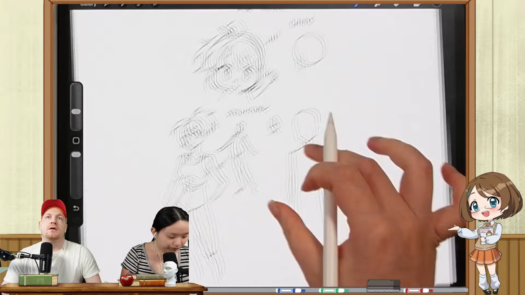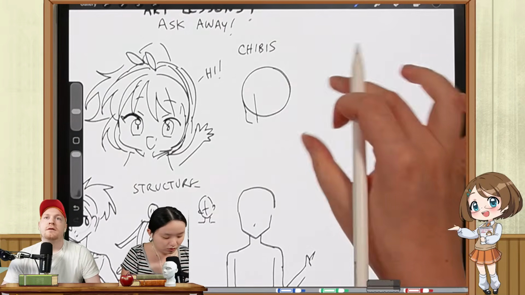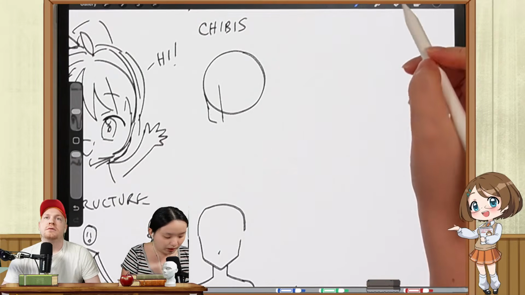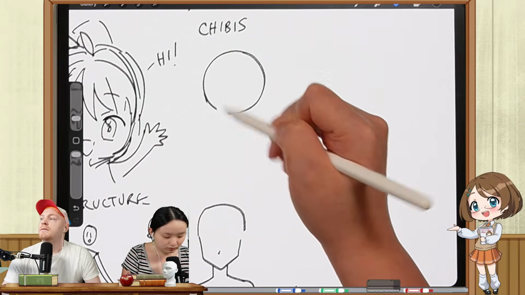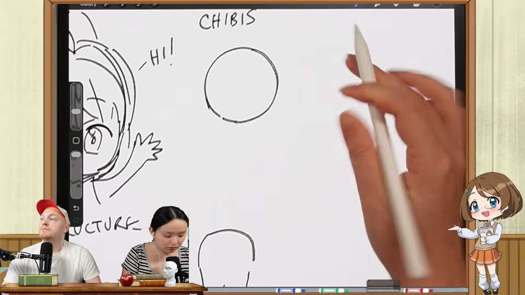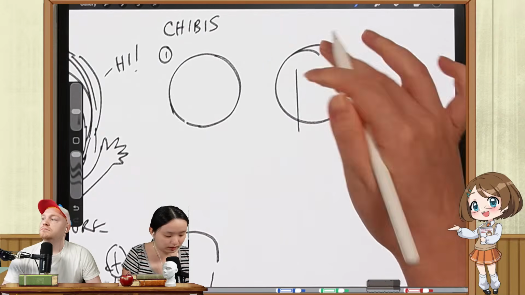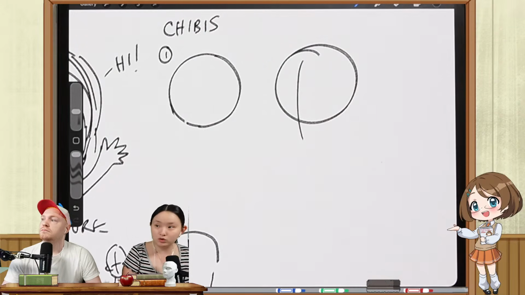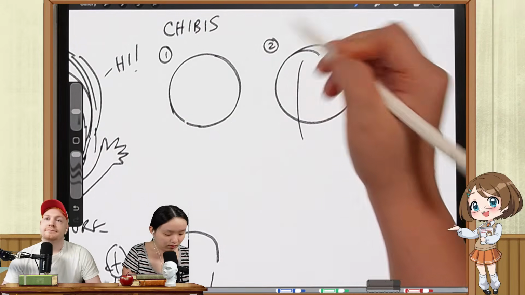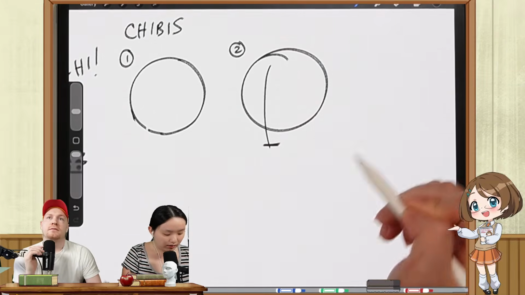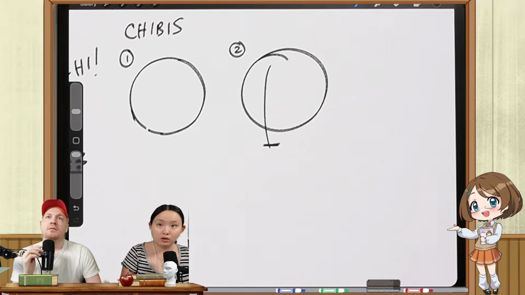So with chibis, I start this way. I will start off with a sphere. And then I will draw my center line. This helps me to decide what angle I want to draw it in. And then I decide how short I want the chin to be.